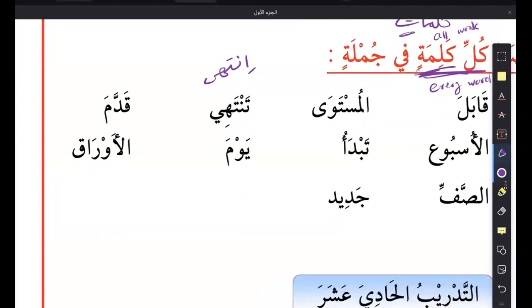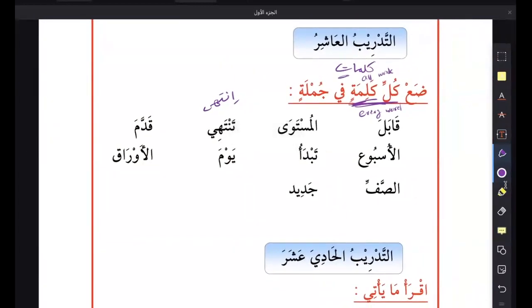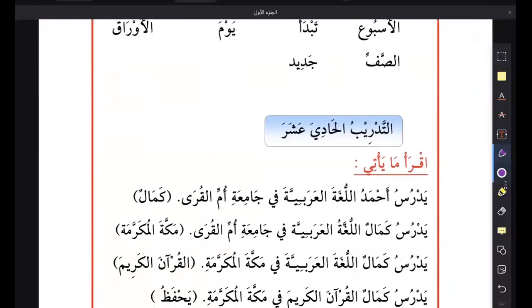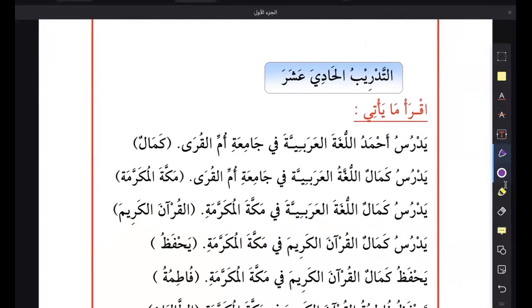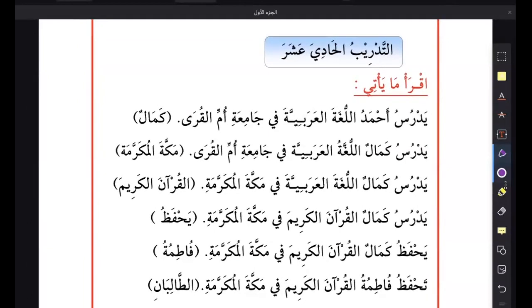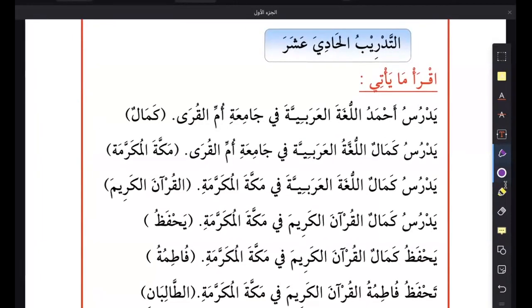Now, جيد. So try your best to use them in a sentence. Inshallah, you can do them. Next تدريب we have التدريب الحادي عشر, the 11th exercise. It says يدرس أحمد اللغة العربية في جامعة أم القرى. What do they want us to do? Then they give us Kamal.